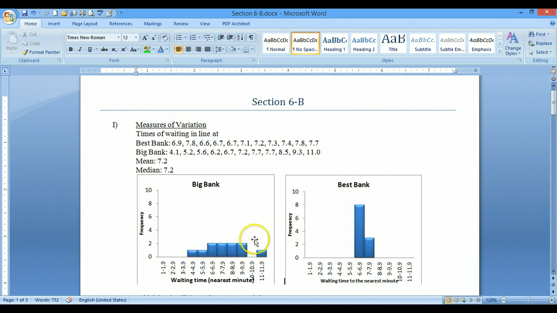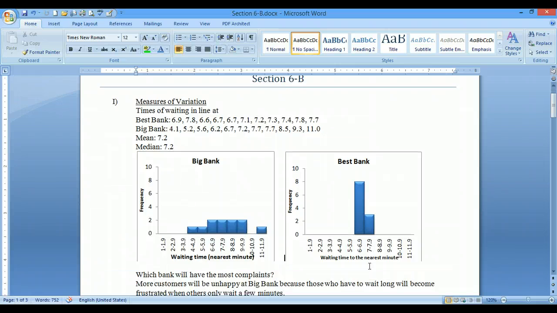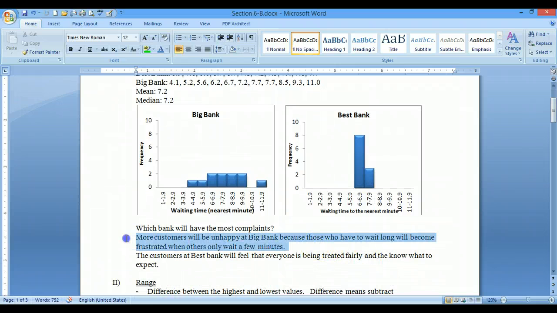My idea is that I'm going to have more complaints at Big Bank. But why? Because some people have wait times clear down to 4 and 5 minutes, where Best Bank goes from 6 to 7.8. More customers will be unhappy at Big Bank because those who have to wait long will become frustrated when they see others that are only waiting a few minutes.